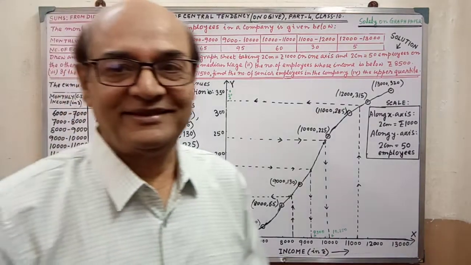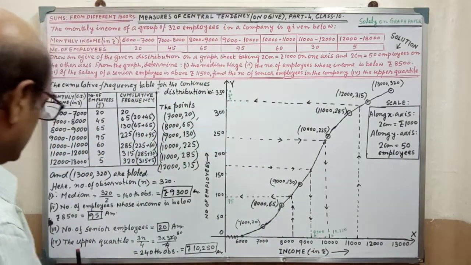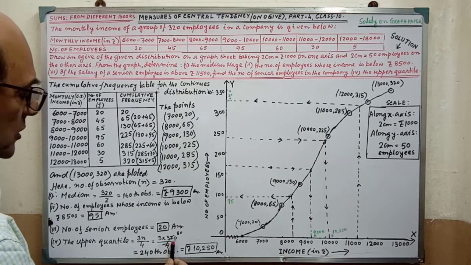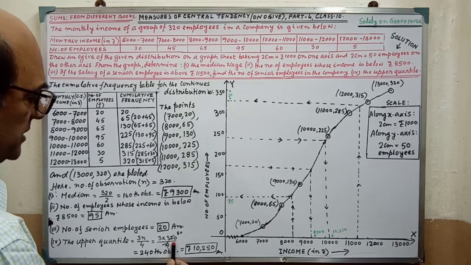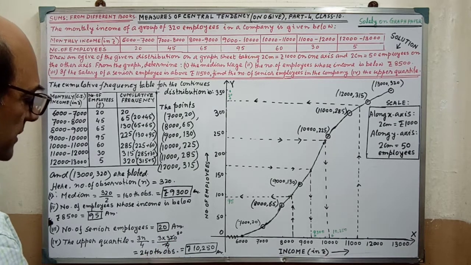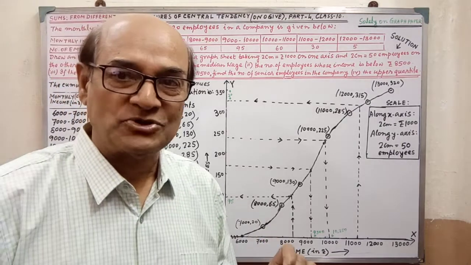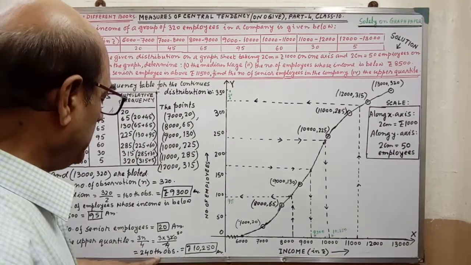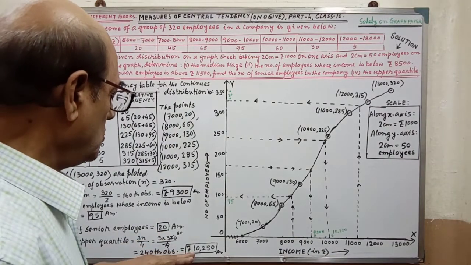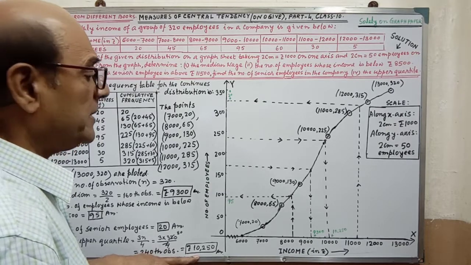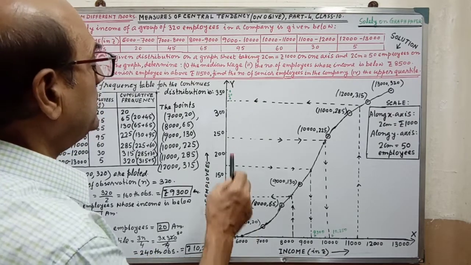I think clear. Next, that is another question, we have to find out the upper quartile. That is from formula we are getting 3n by 4. After putting the formula we have to put the value, that is 320. By calculation we are getting 240th observation. 240 is not the answer. In 240 observation what value we will get, that will be the upper quartile. That is 240.